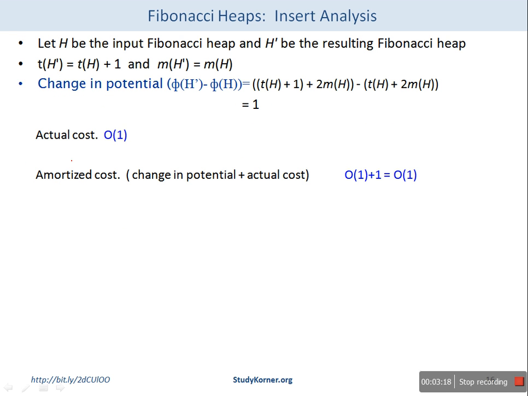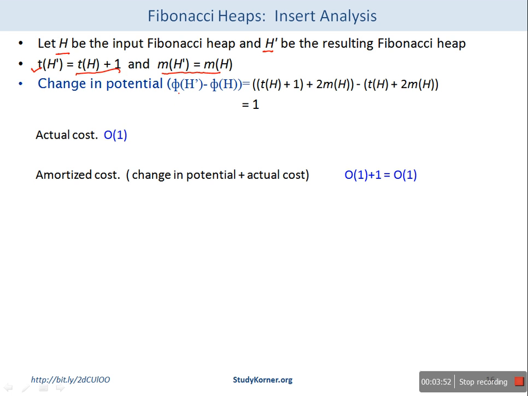So let's take some analysis of the insert operation. Let H be the input Fibonacci heap. Before the insert operation, the heap H is there. After insertion, the heap is converted into H'. We have to calculate the change in the potential function in order to analyze the performance. So let's find the t of H'. The number of trees is increased. The marked nodes remain the same.